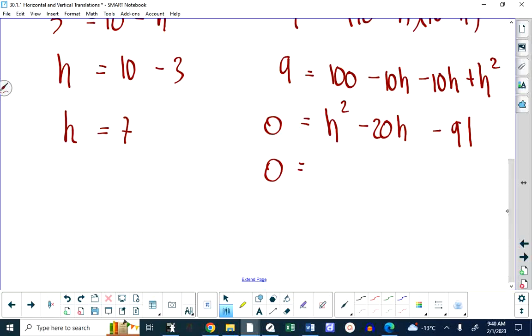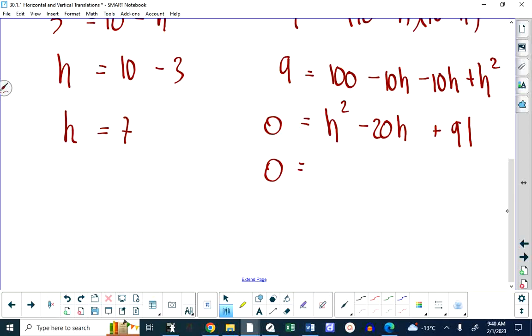Is this factorable? Well, are there two numbers that multiply to give 91 and add to give negative 20? I think 13 and 7. Can you verify that 13 times 7 gives you 91?